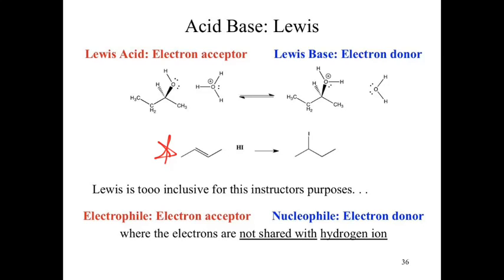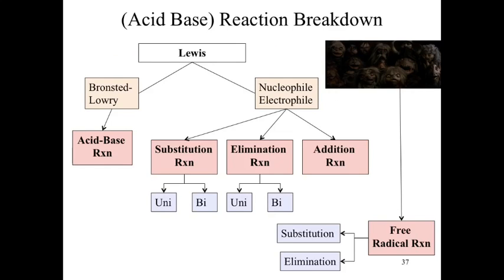But we're going to add one caveat. That caveat is that the electrons that are being shared are not being shared with a hydrogen ion. If it is being shared with a hydrogen ion, then the definition we'll use is our Bronsted-Lowry acid-base. Okay? So the electrophile nucleophile just allows us to separate out our Bronsted-Lowry reactions away from our non-Bronsted-Lowry reactions. Okay? So how I would look at the breakdown of all of our reactions, particularly our acid-base, is that our Lewis definition really encompasses two large parts: a Bronsted-Lowry definition and a nucleophile electrophile definition.